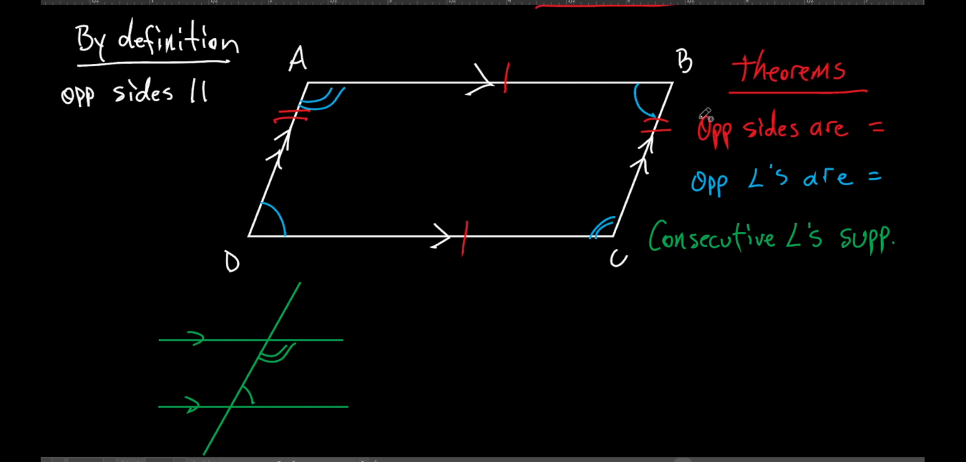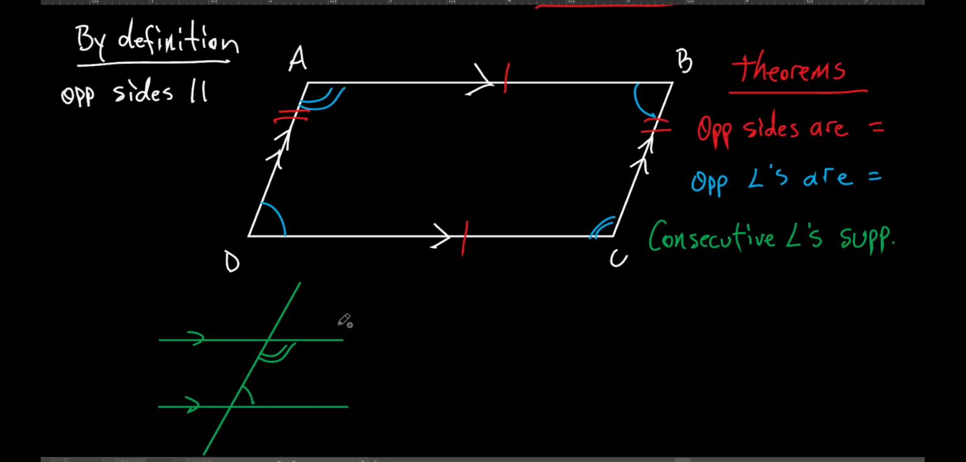180. What about A and B? What do they add up to be? 180, because they're also consecutive angles, consecutive interior angles. All right? What about B and C? They're supplementary. They add up to 180. What about D and C? They're also supplementary. Those are your four consecutive interior angles. So anytime you have an acute angle and an obtuse angle in this situation, in a parallelogram, they always add up to 180. All right?